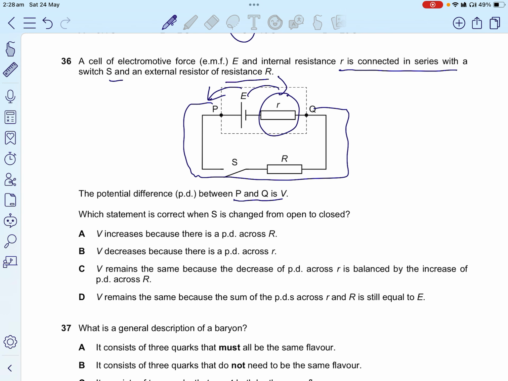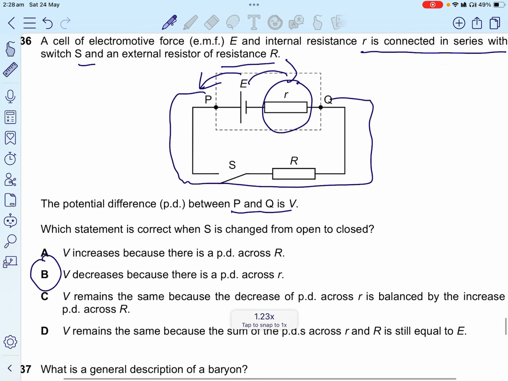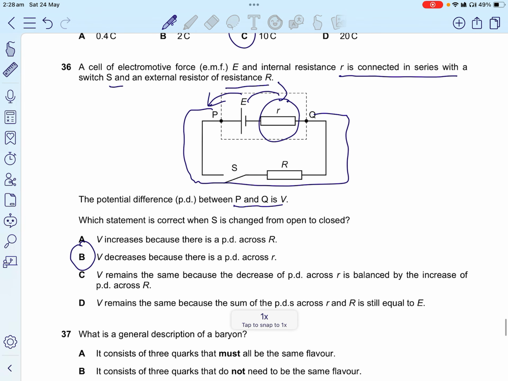So the voltage V, which is the potential difference between P and Q, decreases because there is a potential difference across the small resistor R. Okay, I hope this is clear. I'll just clarify it again because this question seemed somewhat confusing.